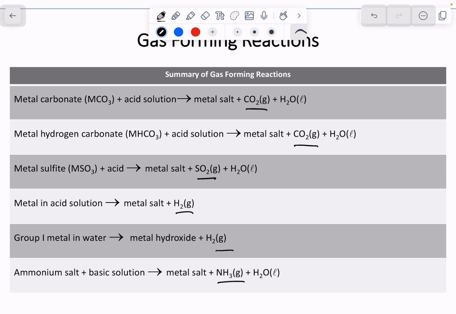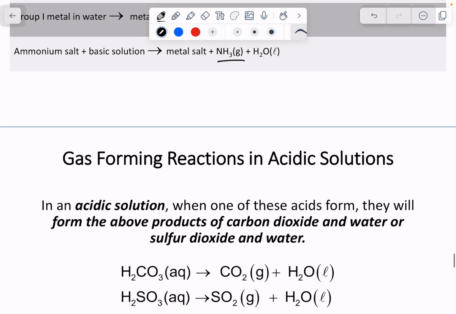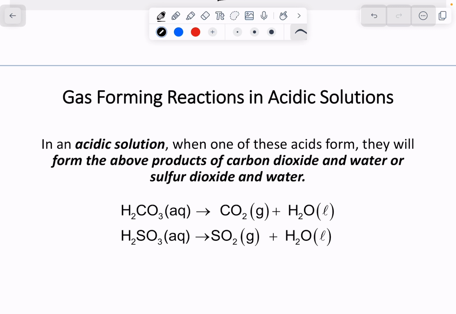And then what happens is one of the products immediately breaks down into a gas. So let's take a look at an example of this. In an acidic solution, when one of these acids forms, they form the above products. So for example, if we make H2CO3 or H2SO3, it instantaneously breaks down to CO2 gas or SO2 gas, okay?